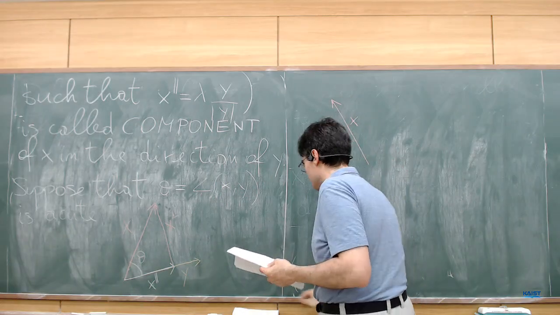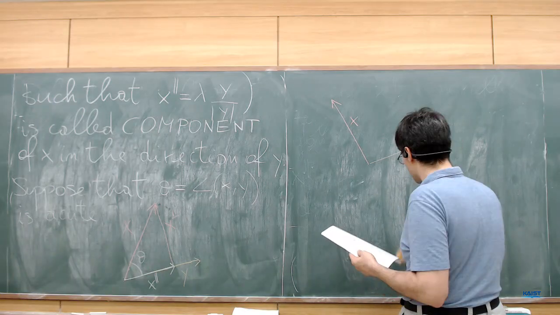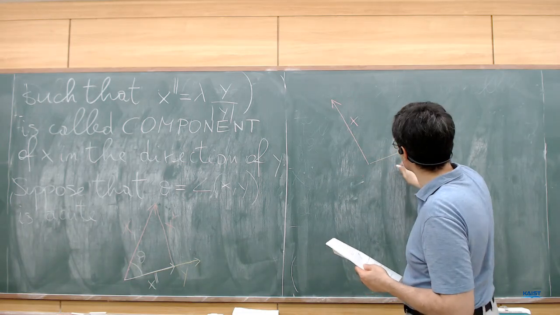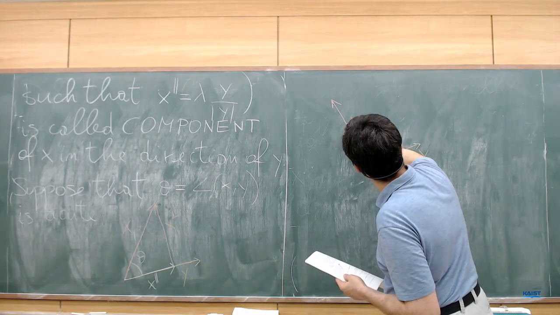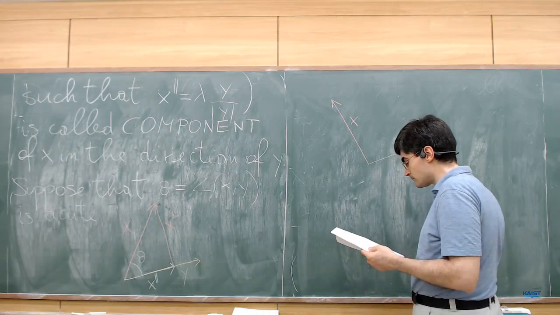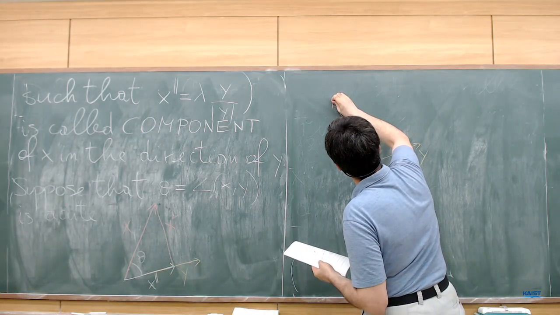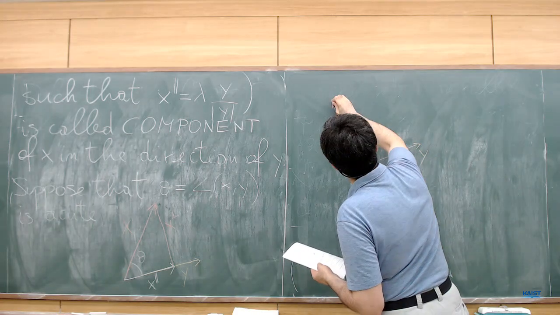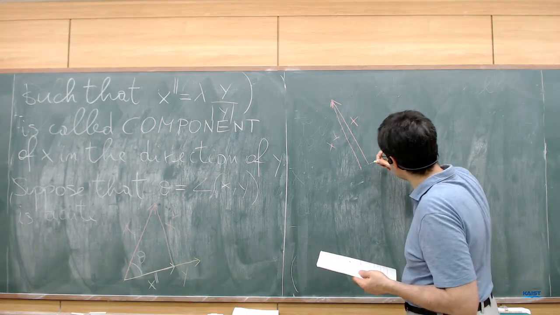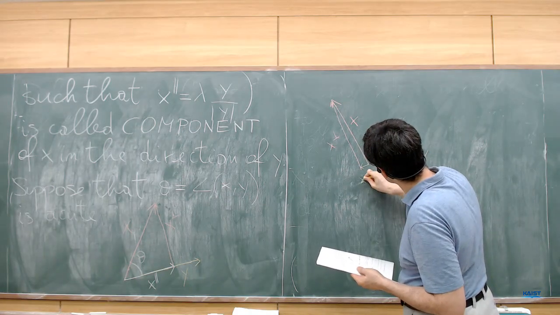Suppose that this is x. Suppose that this is y. And this time, if you draw a straight line starting from the tip of x, which is orthogonal to y, you get this. And now we have two vectors. The first one is this, orthogonal to y. This will be x orthogonal. And the second one is this. This is x parallel.